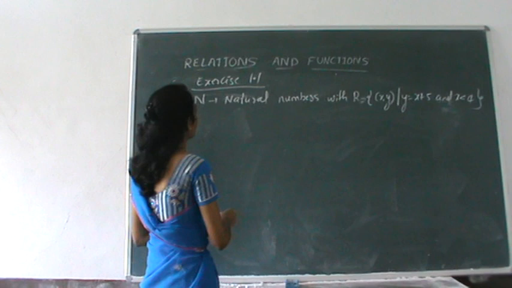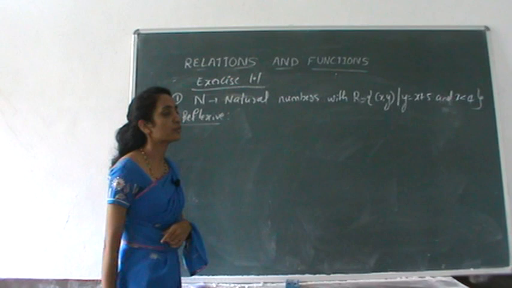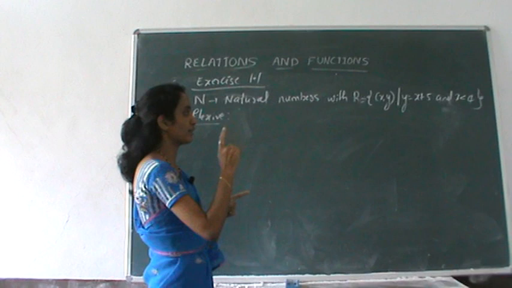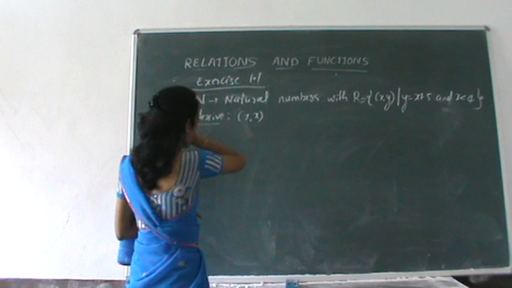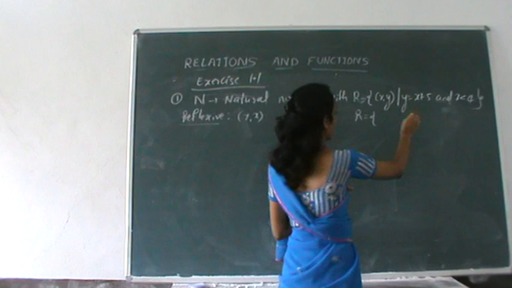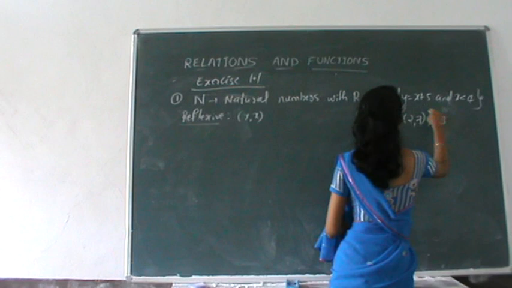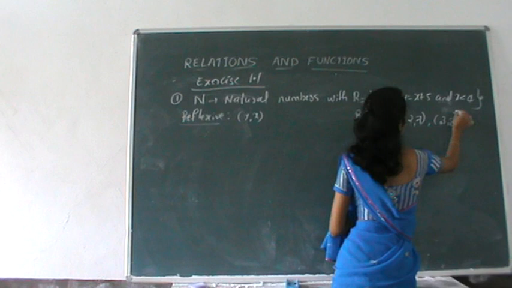First, we will check for reflexive relation. Given the set N of natural numbers with the relation (x, y) such that y equals x plus 5 and x is less than 4, x cannot equal 4. We can take x as 1, 2, 3. If x is 1, y is 6. If x is 2, y is 7. If x is 3, 3 plus 5 is 8. If x is 4, it is not allowed since x is less than 4. So R contains 3 ordered pairs.